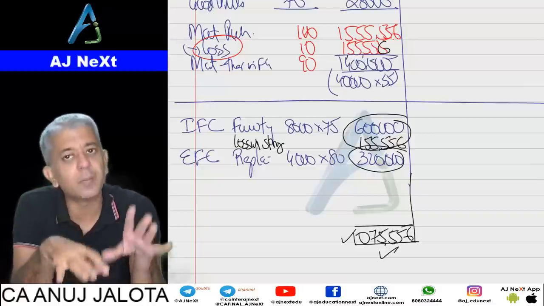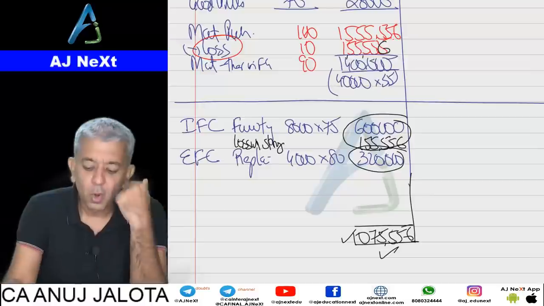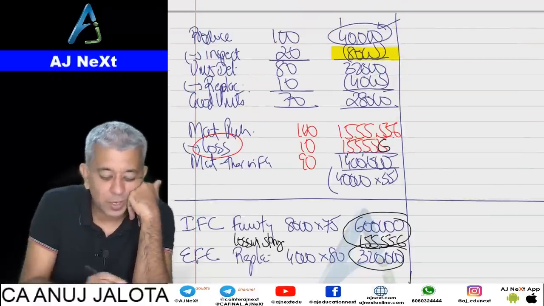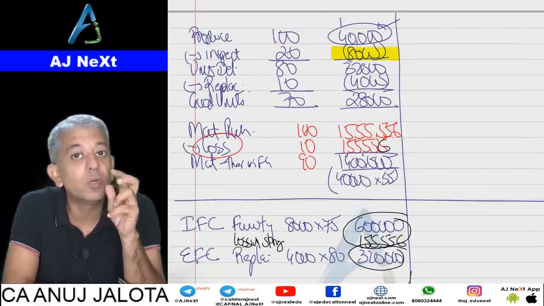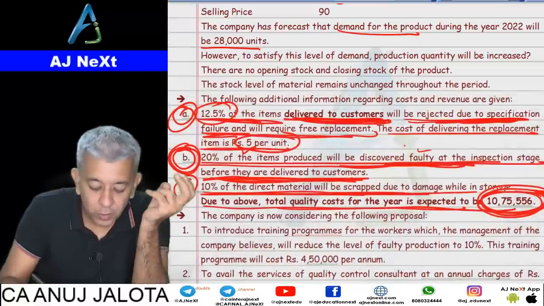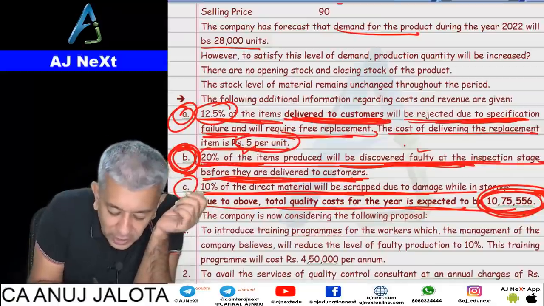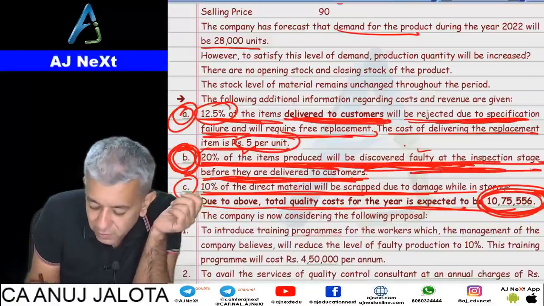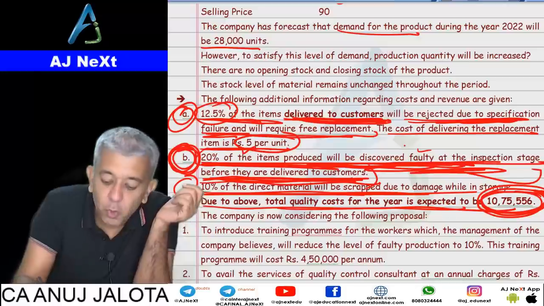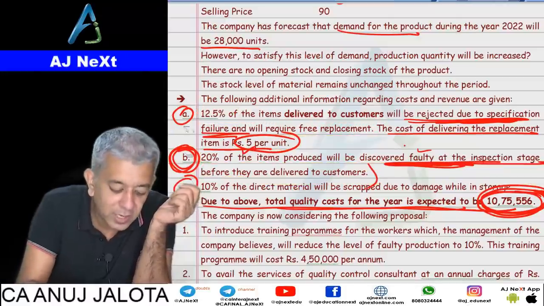ओके, तो अल्टीमेटली अपने को ऐसे ही करना पड़ेगा. ओके, और शायद ये वाला चीज करेक्ट भी है, क्योंकि डिस्प्यूट वॉज ओनली अबाउट यूनिट्स डिलीवर्ड का मतलब क्या होगा, और यूनिट्स डिलीवर्ड का मतलब पार्ट बी में क्लियरली एक्सप्लेन्ड है. कि यहाँ पे क्या लिखा हुआ है, 20% ऑफ द आइटम्स प्रोड्यूस विल बी डिस्कवर्ड फॉल्टी एट द इंस्पेक्शन स्टेज बिफोर दे आर डिस्कवर्ड, सॉरी बिफोर दे आर डिलीवर्ड टू द कस्टमर.